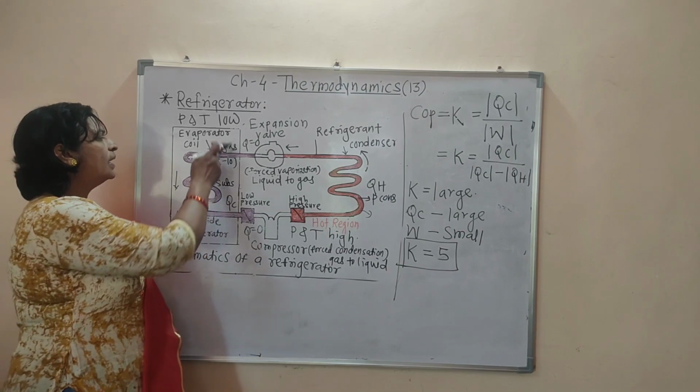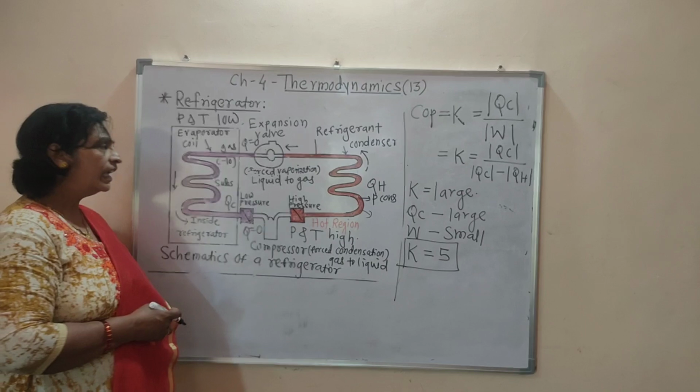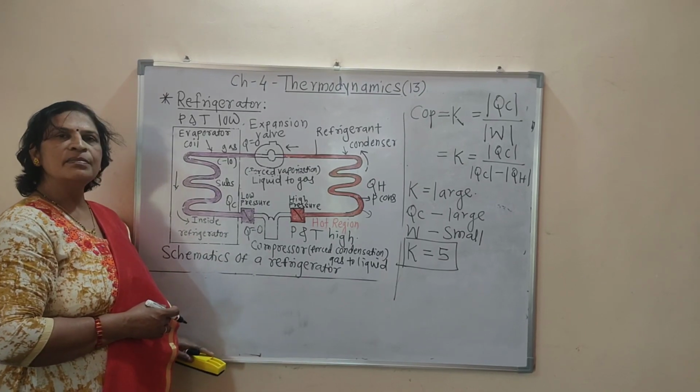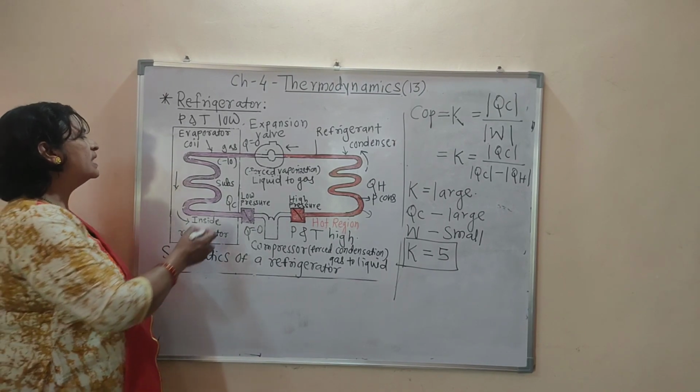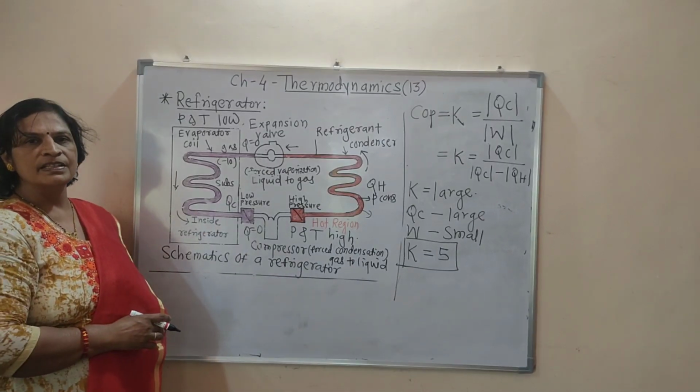Okay, for our household refrigerator, the coefficient of performance is nearly equal to 5. Then the capacity of a refrigerator is measured in liters. What is the meaning of capacity? It is the volume available inside a refrigerator.